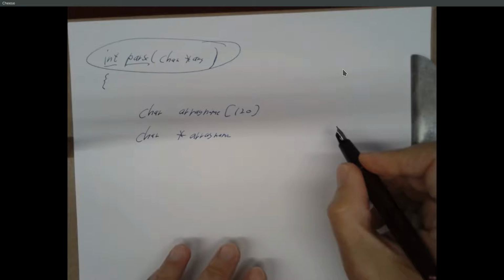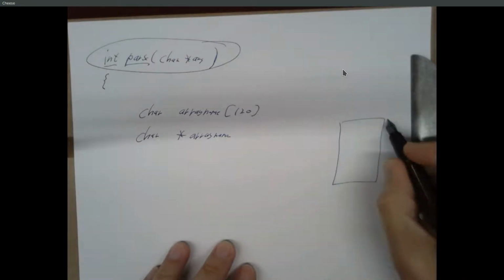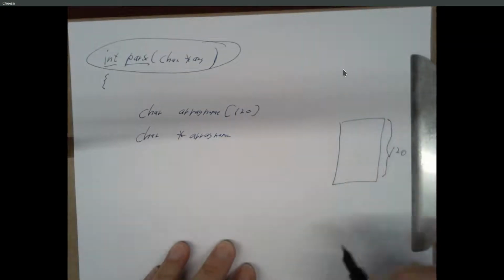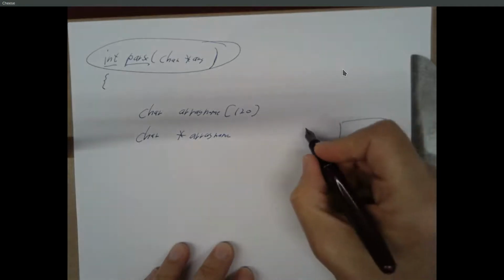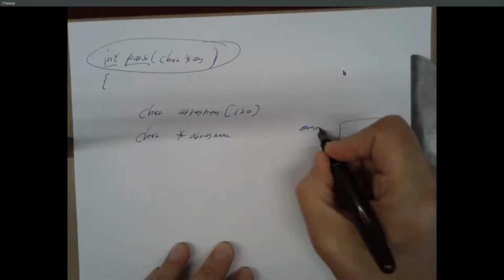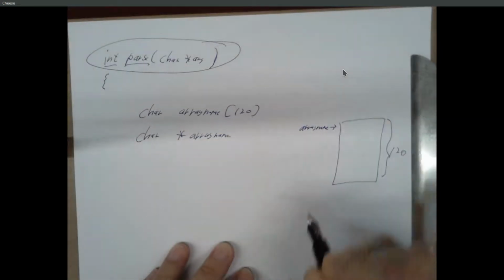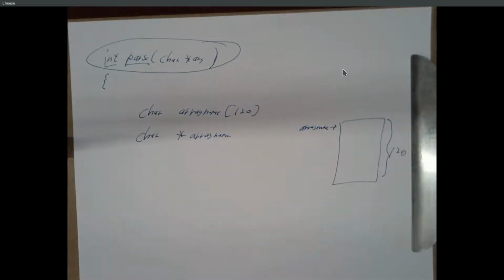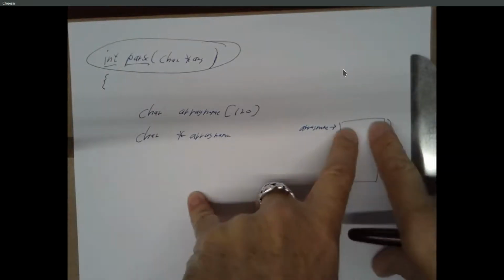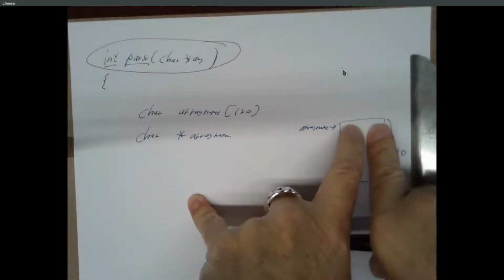It will look through memory and somehow find a spot where there's enough space for 120 characters, and then it will set array name to the address of that first character. So it's doing two things. It's finding a block of space to hold the array, and then it's initializing the value of array name to be the address where that block begins.